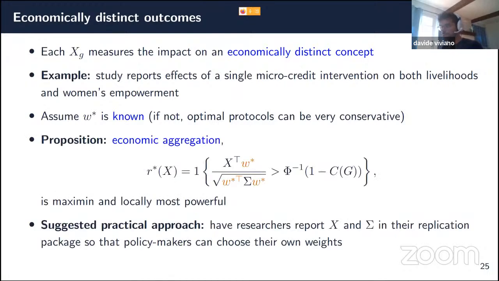Now, what this implies is that economic aggregation, that is running a test where we take a weighted combination of our estimated effects, where the weights have an economic meaning, is going to be max-min optimal, but also locally most powerful. So in this context, the suggested practical approach is to elicit the weights from the policymaker and try to construct tests which use such weights, which reflect the preferences of the policymaker for different outcomes.